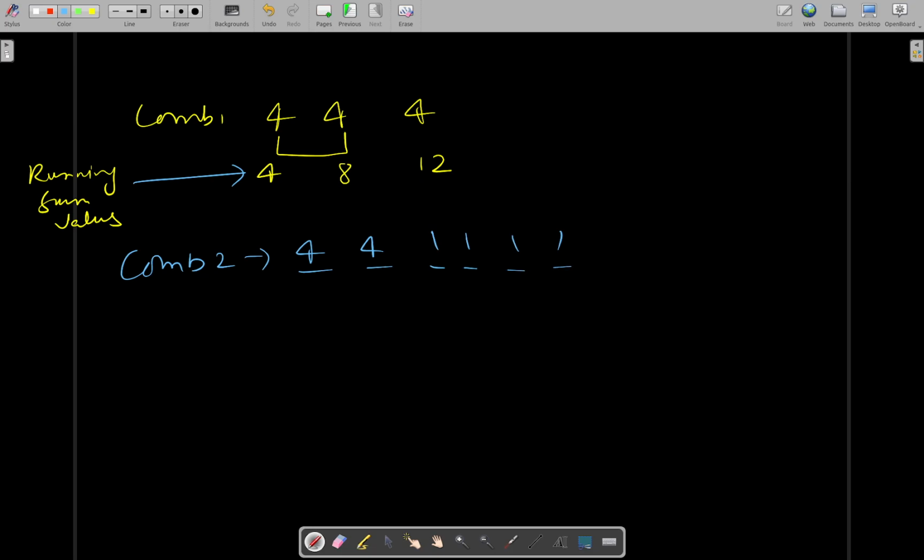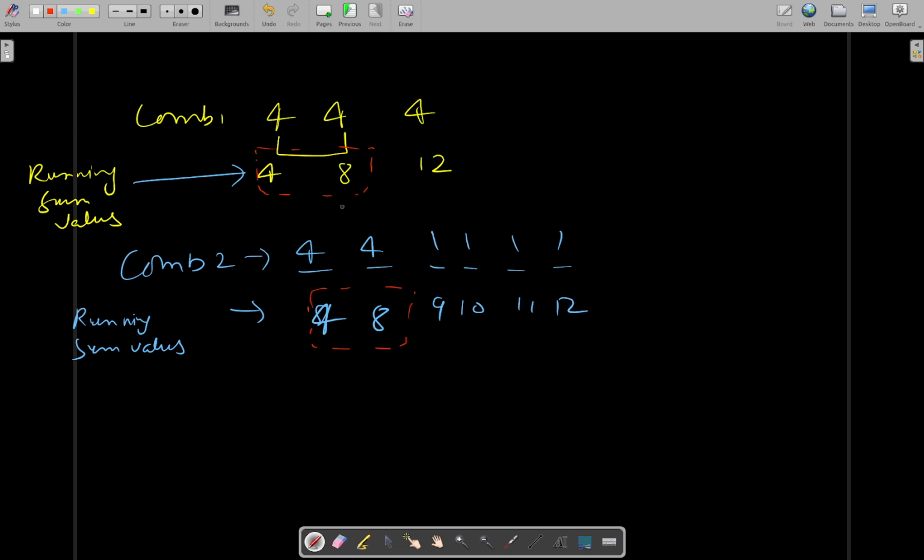Okay, so if you see the running sum values for this particular one, they will be 4, 8, 9, 10, 11 and 12. If you see, these running sum values are repeated in both of the combinations.